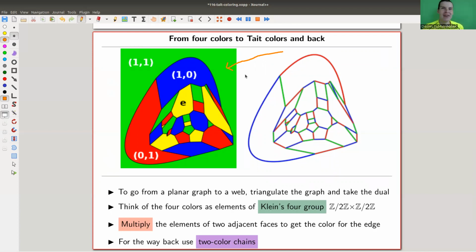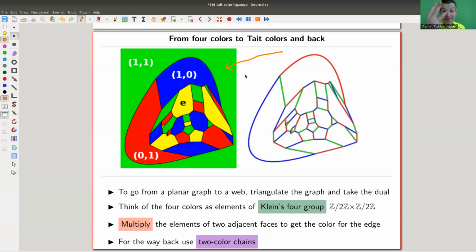This works by triangulating the original graph and taking the dual. Doesn't matter. Let's just go for it. Let's just say the face coloring of a web with four colors is equivalent to the edge coloring of the web with three colors. And that's what I'm trying to show you today. And it works as follows.